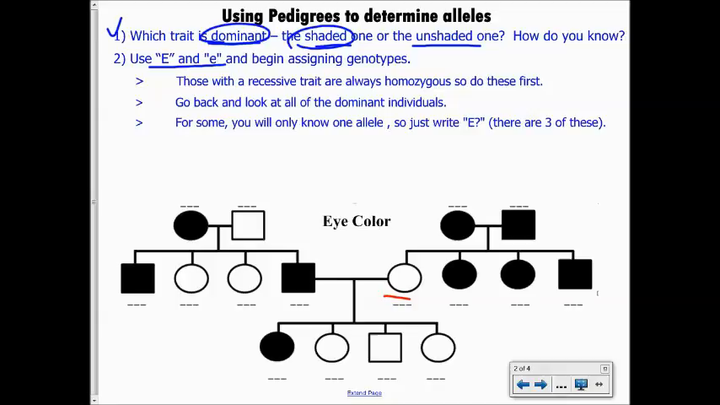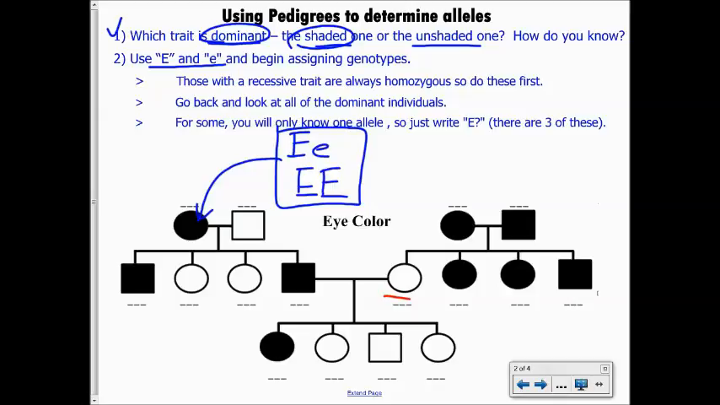Well, how does that help you? Well, a dominant trait would show up if we had this. It would also show up if we had this. Those are both genotypes for a dominant phenotype. But the recessive, there's only one option. The recessive has to be little e, little e. So if the dark is dominant, then the white must be recessive. And every single one of these that is white will have little e's. So you've already got 7 of these figured out.